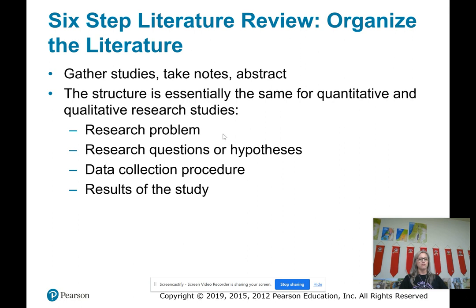Quantitative abstract articles are similar, but they're not exactly 100% the same. Quantitative has a research problem, research questions or hypothesis, data collection procedure, and results of the study. Qualitative study abstracts include your research problem, your research questions, so it doesn't have a hypothesis, data collection procedures, and its findings. Instead of results of the study, they call it the findings in qualitative studies. So they're similar, but just know there is a little bit of a difference.